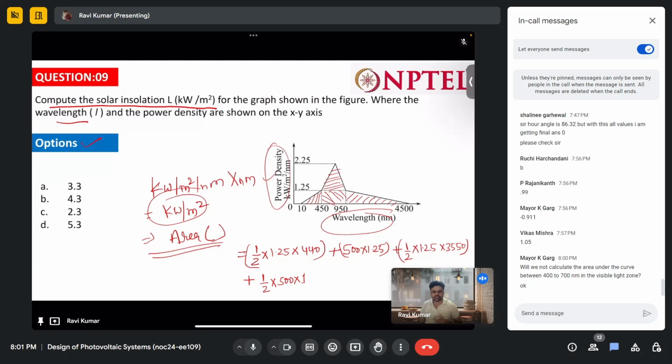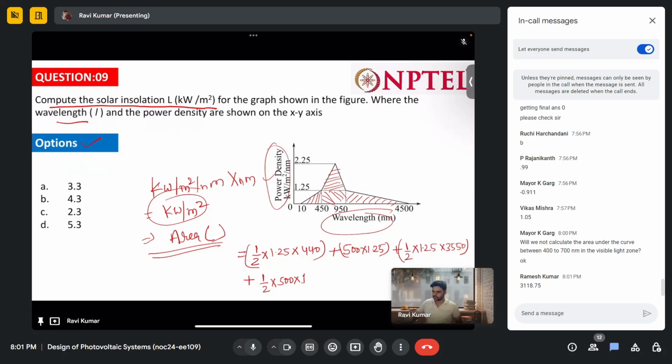How much are you getting? You just need to multiply and add. Three one one eight, and convert it into kilowatt. Is it in watt or kilowatt?